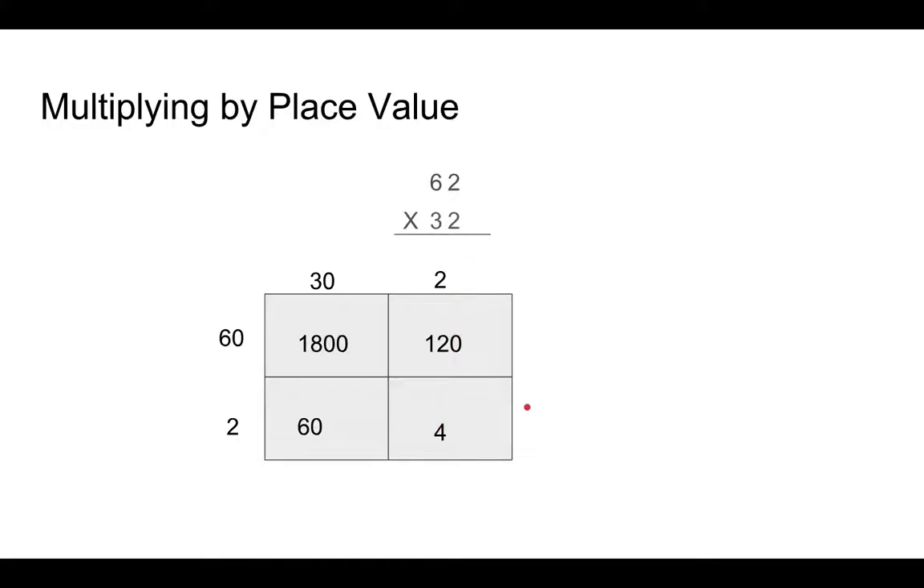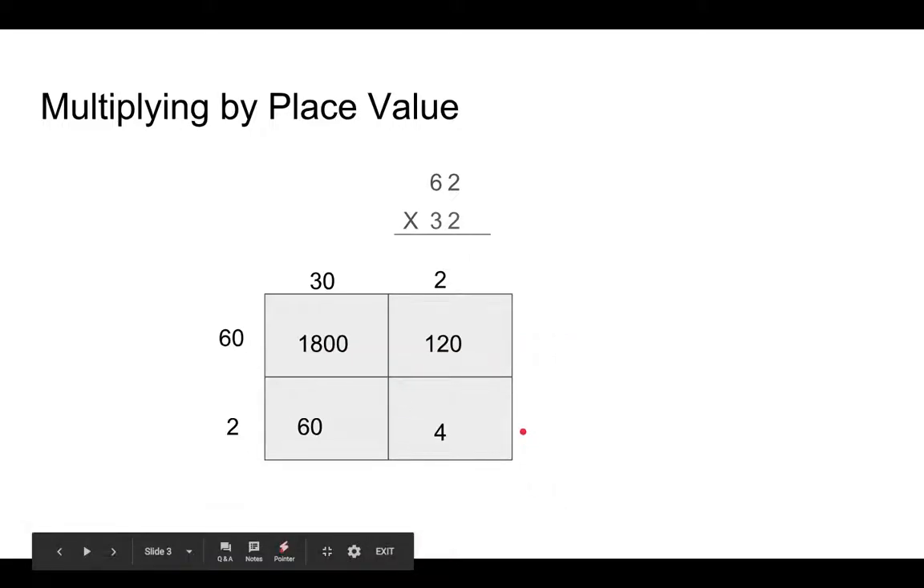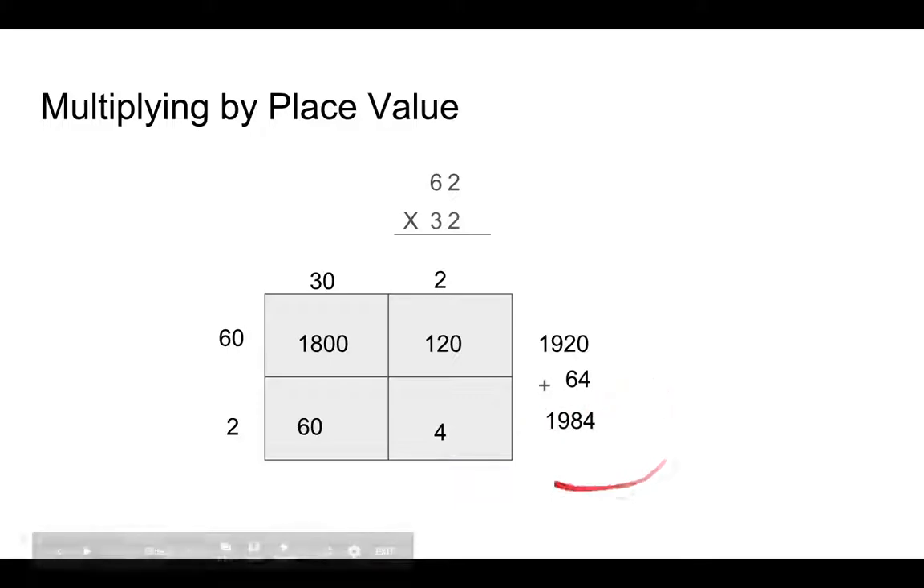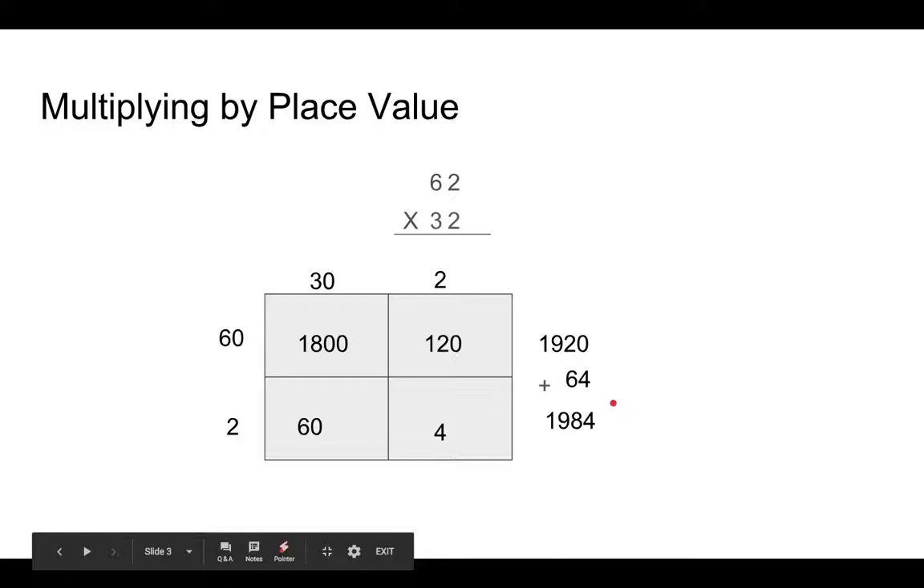Now this is where it gets a little tricky. Now we kind of have to add all four of these numbers together. I like to, and you don't have to do this, but I like to just add straight across my row and then add what my two sums would be. So I'd take 1800 and add 120, and I get 1920. And then I like to take 60 plus 4 and get 64. And then I like to add these two together to get 1984.